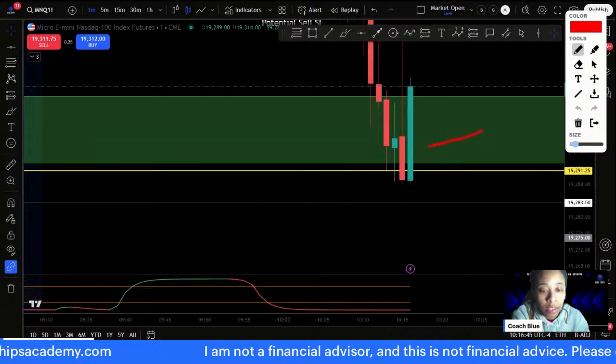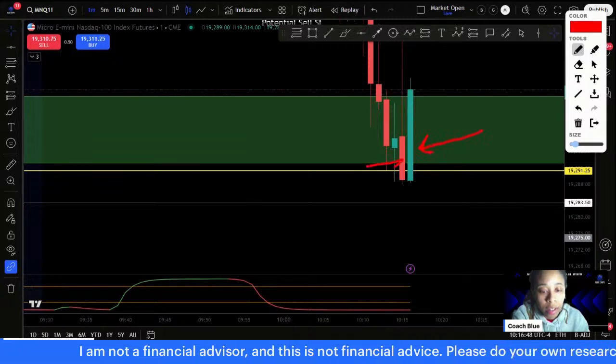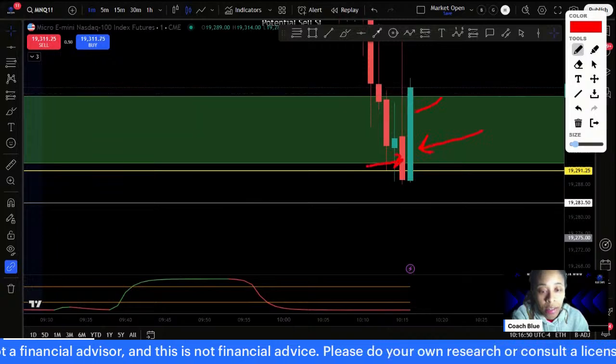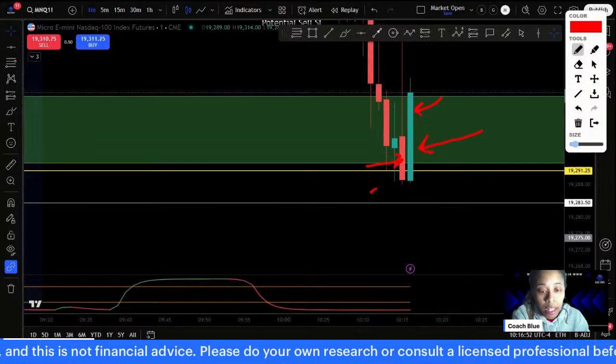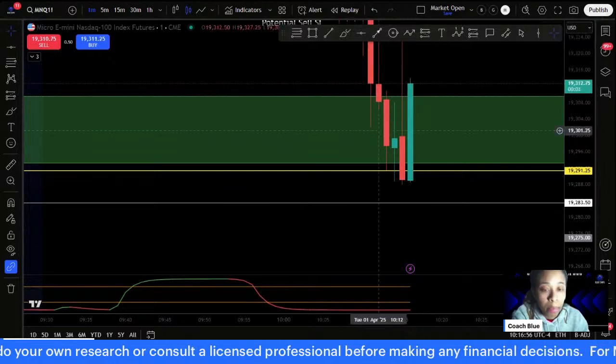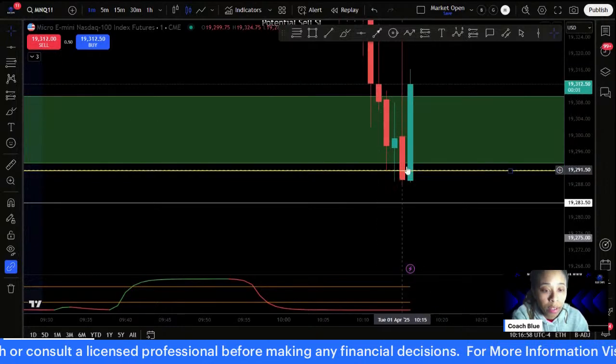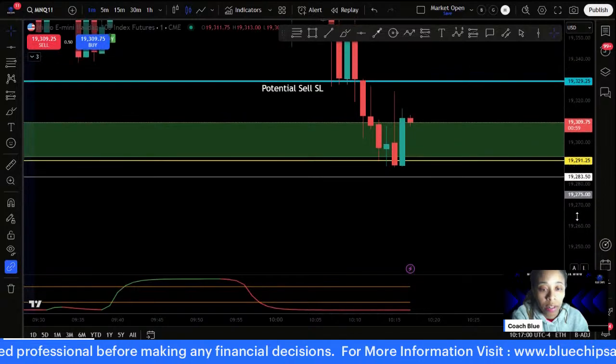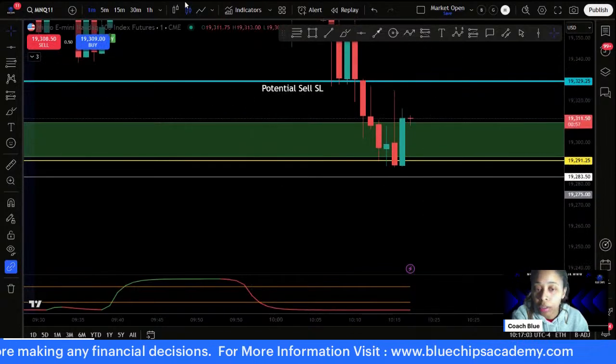Strong candle. And look how it's engulfing this candle right here. So that means the body of this candle, this is the body, is bigger than the body of this candle. That's what engulfing candle means. Okay? A bullish engulfing candle. The green candle is bigger than that one. Nice strong candle there. Let me go to the 5 minute.